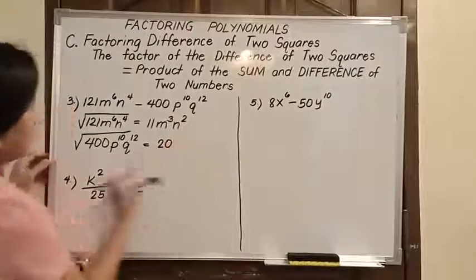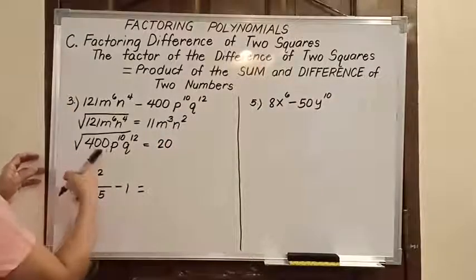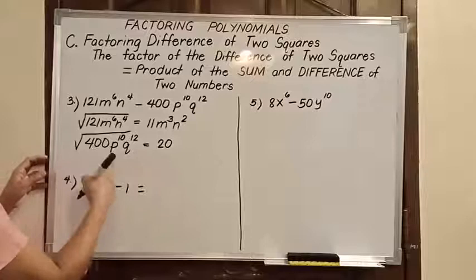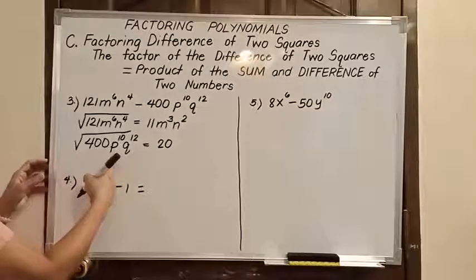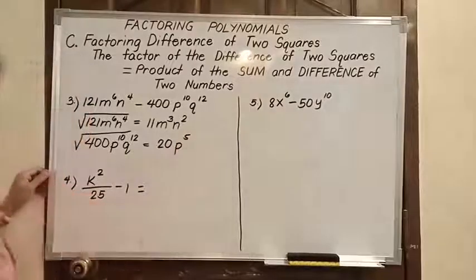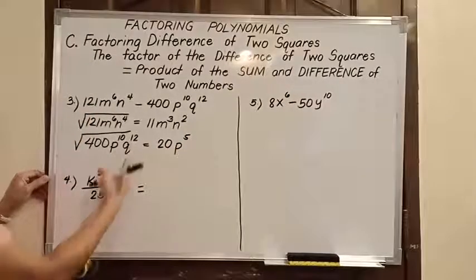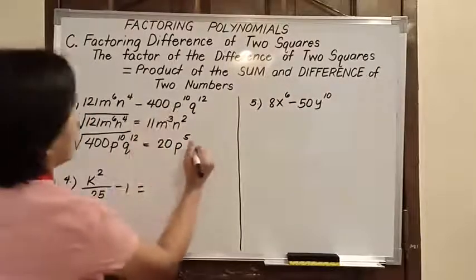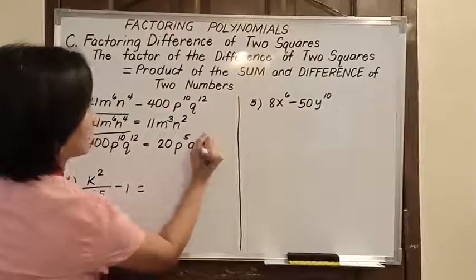Because 20 times 20, you will get 400. So the square root of 400 is 20. P to the 10th power, 10 divided by 2, we have P to the 5th power. And for Q to the 12th power, 12 divided by 2, we have Q to the 6th power.